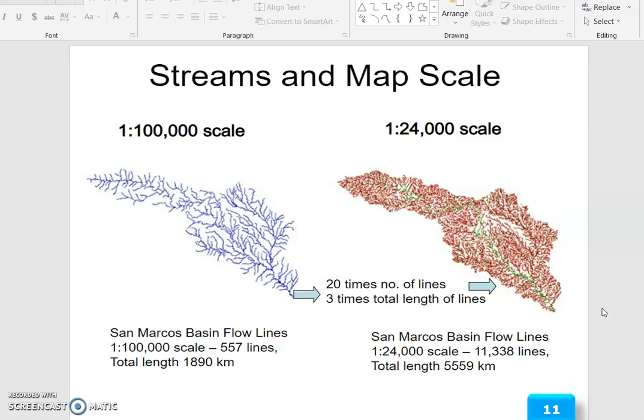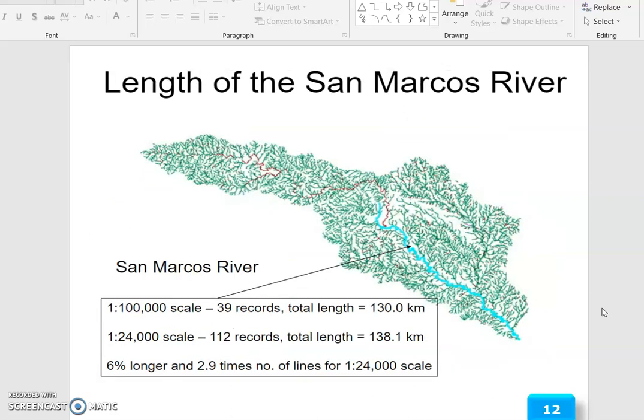11,338 lines. So see, the total length is 5,559 kilometers. The length of this San Marcos River at 1 to 1 lakh scale is 39 records, total length 130.0 kilometers, whereas at 1 to 24,000 scale it is 112 records, total length 138.1 kilometers. That is 6% longer and 2.9 times the number of lines for 1 to 24,000 scale.